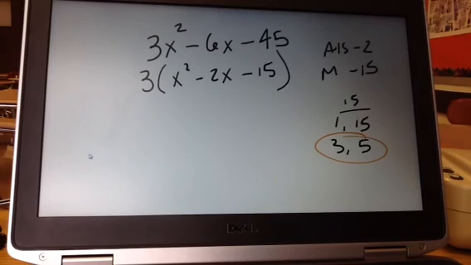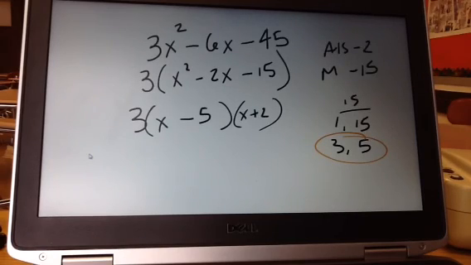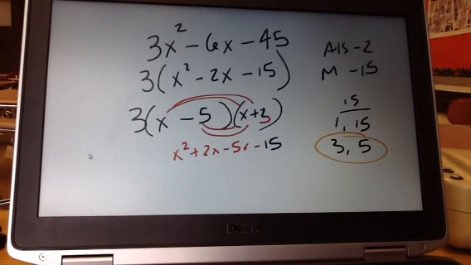So I'm going to wind up with the parentheses, 3(x )(x ), and it's going to be minus 5 and plus 3 in this case. If I wanted to check this, I would double distribute this set of parentheses out, and I get x squared plus 3x minus 5x minus 15. This is a 3, by the way. Please make sure you change that. And then I wind up with x squared minus 2x minus 15.